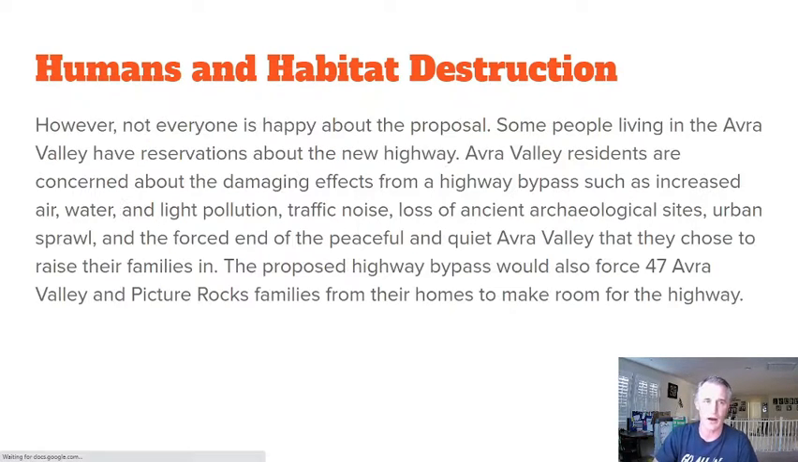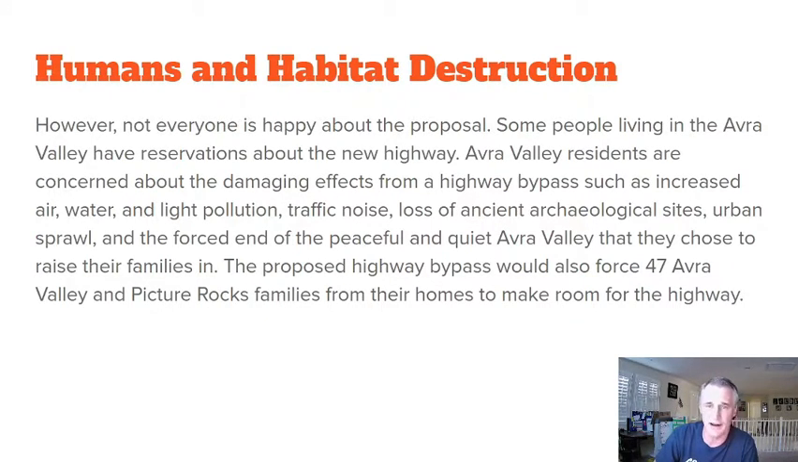However, not everybody's happy about the proposal. There are some people living in the Avra Valley area that have reservations about this new highway. They're worried about the damaging effects from a highway bypass, such as increased air and water and light pollution, traffic noise. They're concerned about the loss of ancient archaeological sites, urban sprawl, because along that road you're going to have stores and gas stations and those types of things.